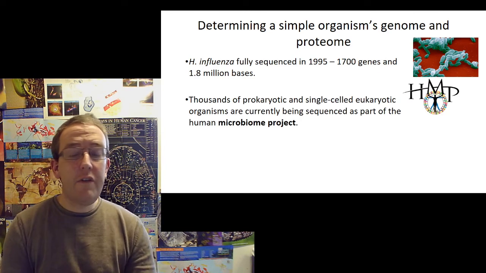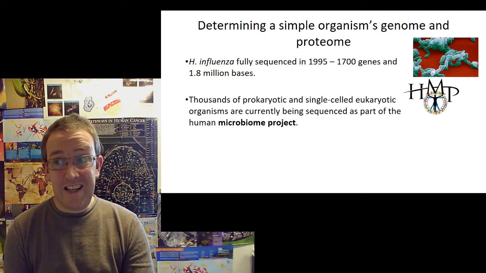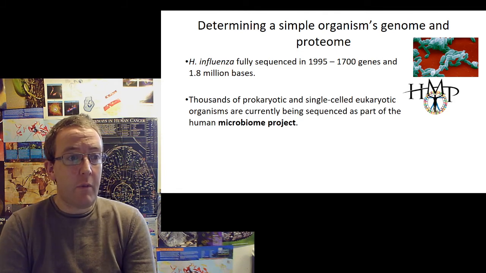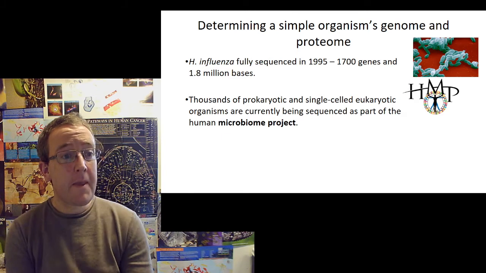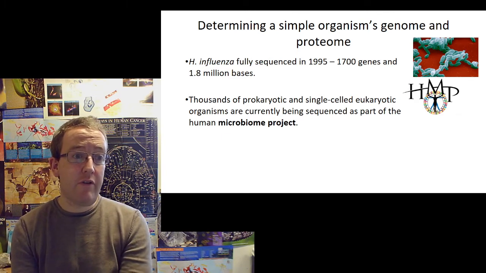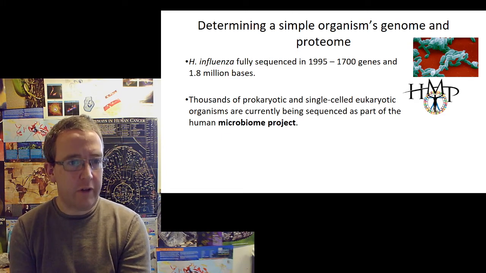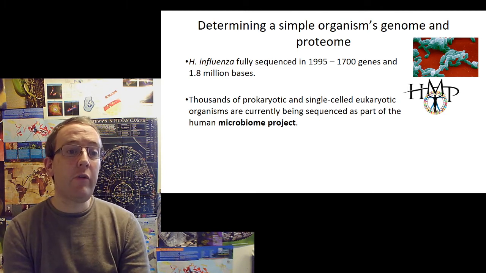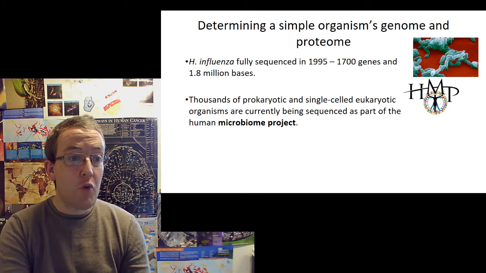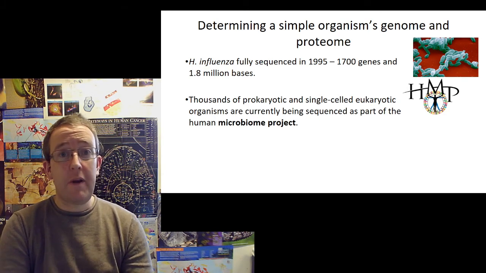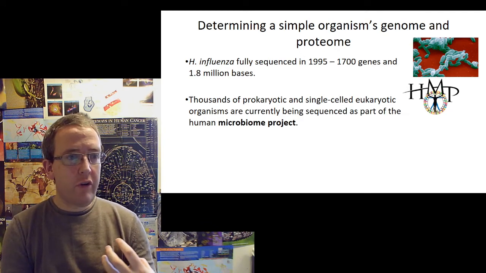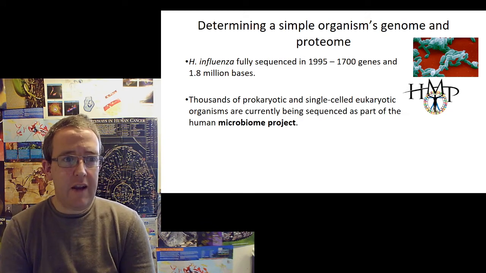Loads of other ones have now been sequenced. Obviously, that's disease important. H. influenzae is very important in terms of disease causing. Thousands of other prokaryotes and single-celled eukaryotes have been sequenced by the Human Microbiome Project, to basically look at all the non-human cells that live in and on you.